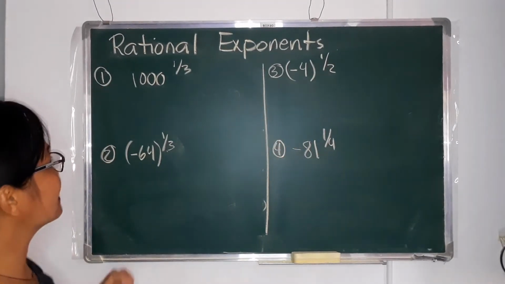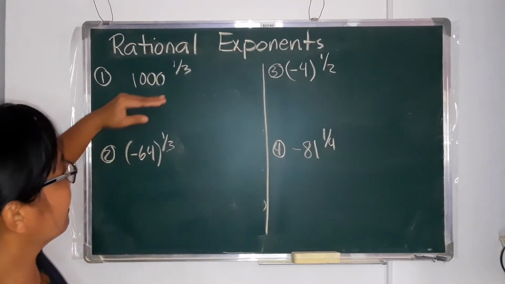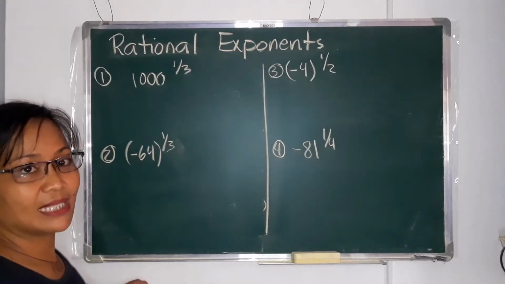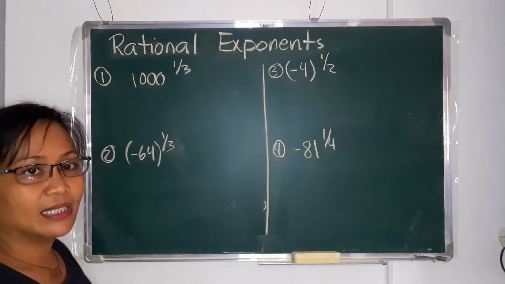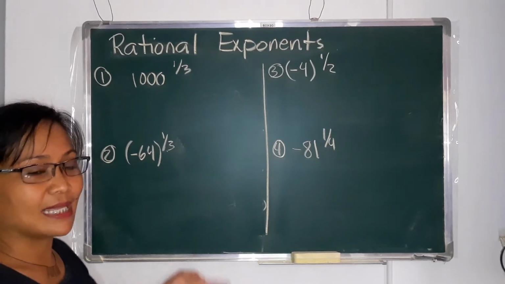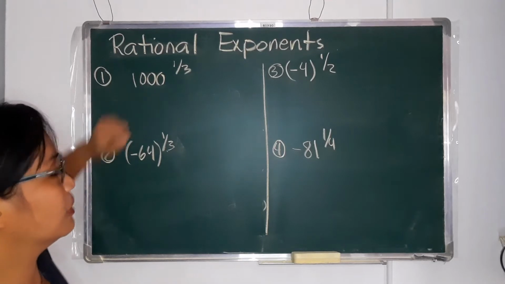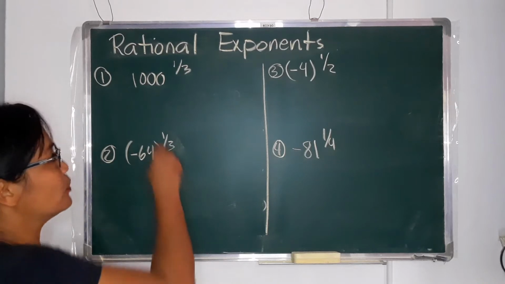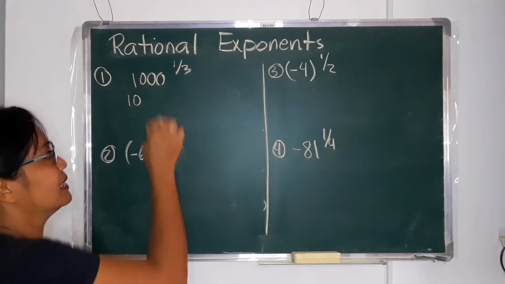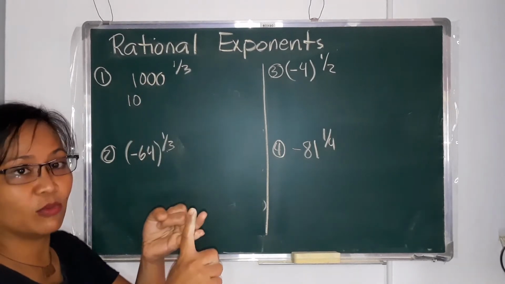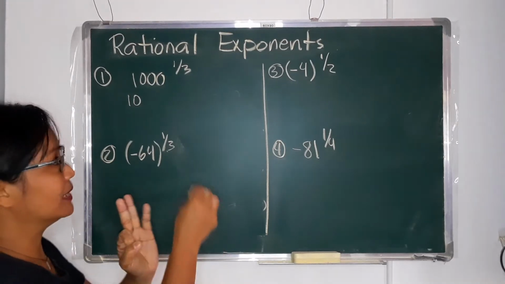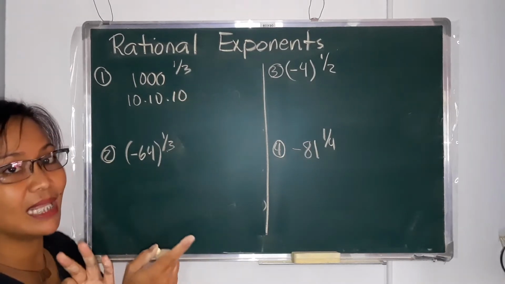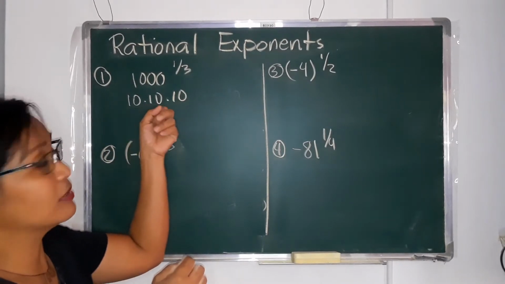So, umpisan natin sa number 1. So, 1,000 raised to 1/3. Ang ibig sabihin nito, or ang unang step na gagawin natin, ay mag-isip ng number na kung imumultiply natin sa sarili niya ay magkakaroon tayo ng 1,000. So, I think 10. Okay? So, we're going to multiply 10 tatlong beses. So, 10 times 10, 100 times 10, we have 1,000. So, 10 times 10 times 10. Okay, gagamit na lang tayo ng dot as sign of multiplication.